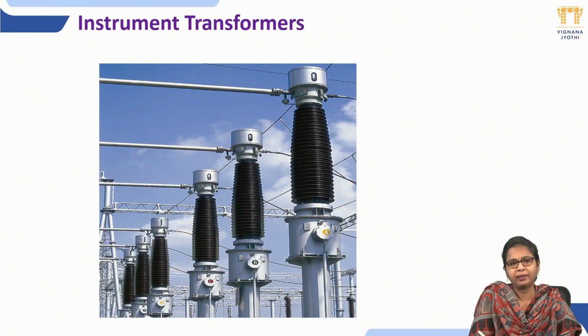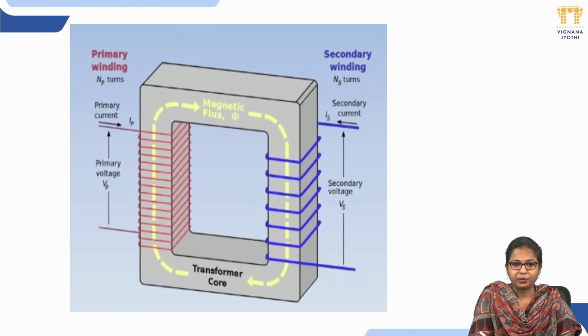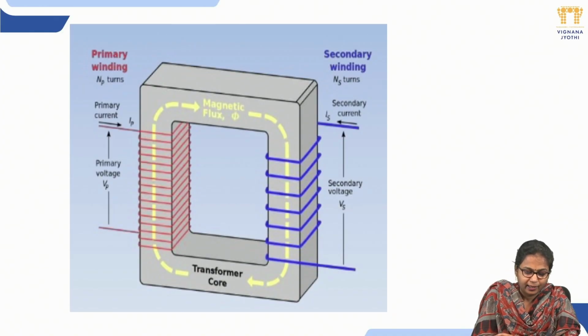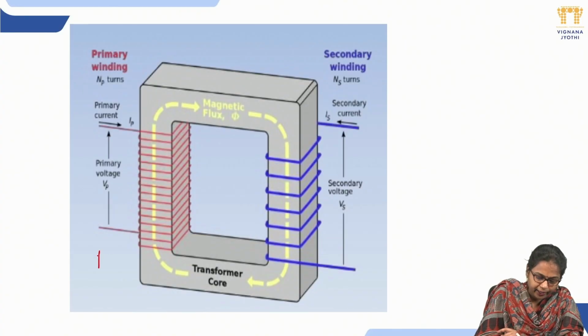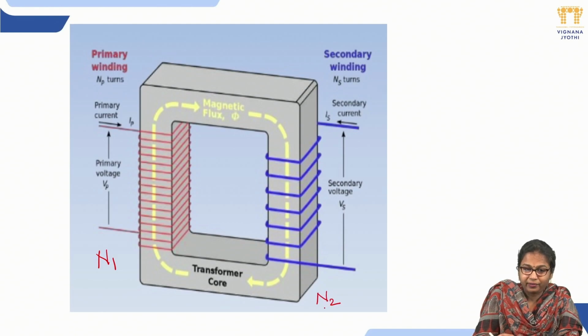This is how an instrument transformer looks, which is generally used in our substations. This is your main transformer, and this is exactly how it looks. This is the primary winding, generally denoted N1, and this is the secondary winding, denoted by the symbol N2, and this is the core of the transformer. The vertical parts are the limbs of the transformer, and the bottom and top horizontal paths are the yoke of the system.